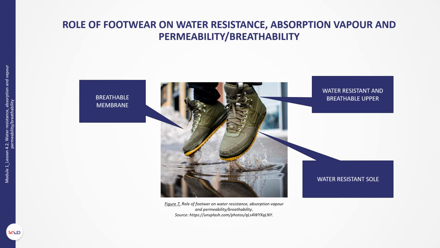A good example is the interface between the sole and the upper. Usually a shoe that is waterproof and breathable features a membrane that is permeable to water vapor but does not allow the penetration of water droplets. Some examples of footwear that uses this technology will be shown in the last section of this lecture.